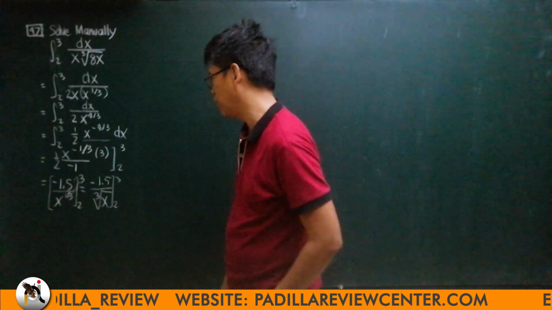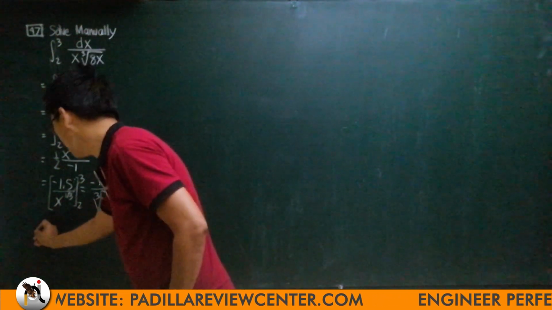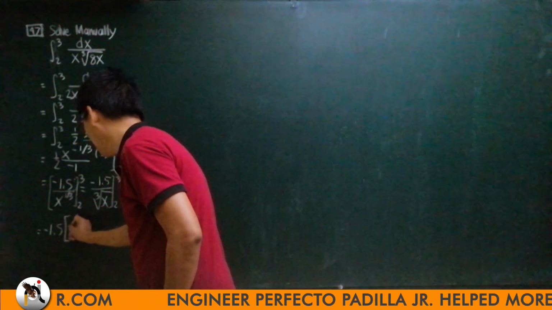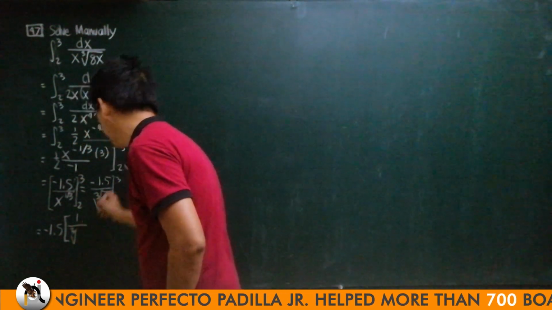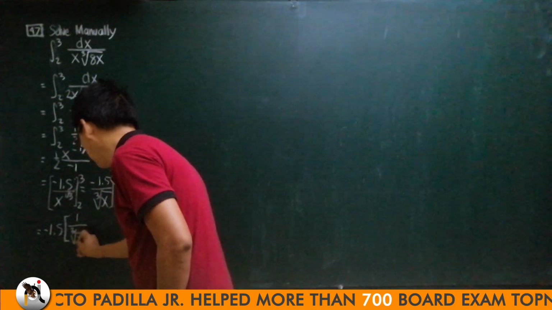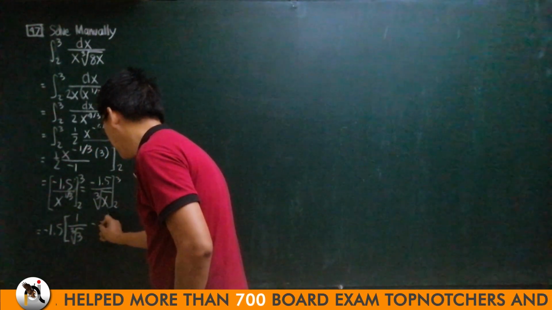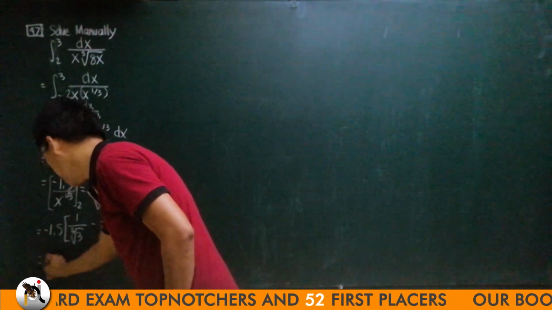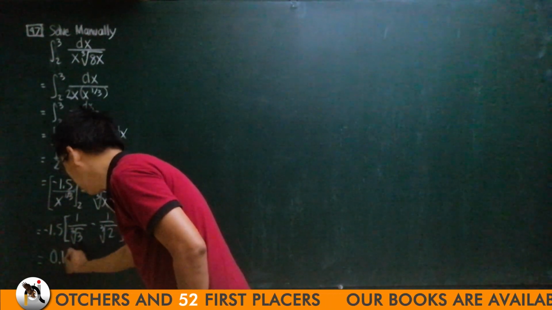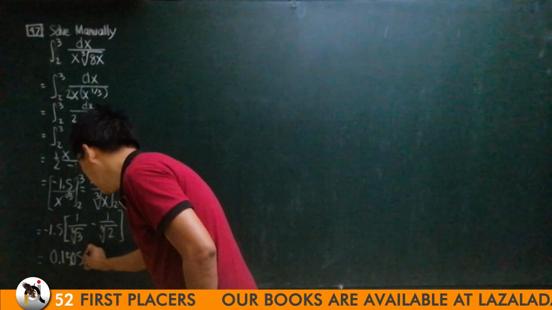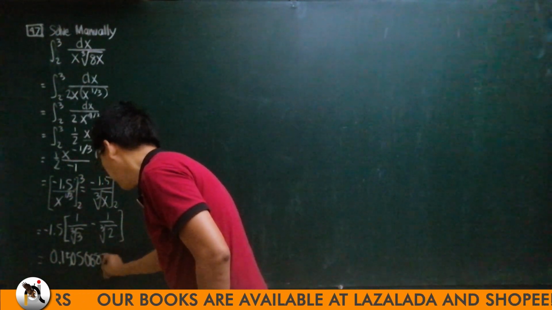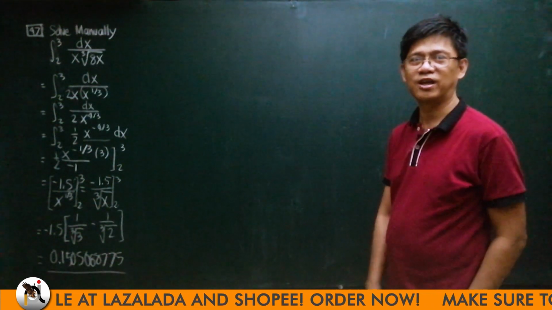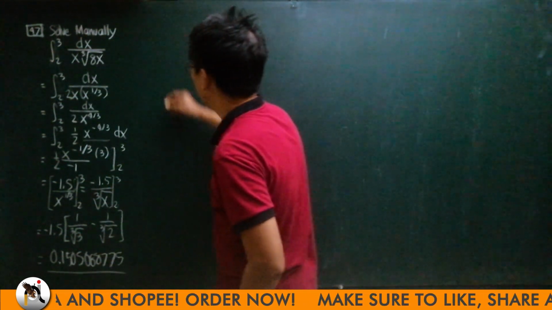So, you're going to have it as, we just factor out the minus 1.5, 1 over the cube root of, we substitute the upper limit, 3, minus 1 over the cube root of the lower limit, 2. You compute this and you'll get 0.15050888775. This will be your answer. You get it? Okay. Now, number 48.